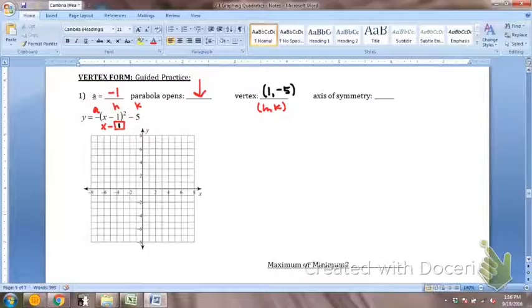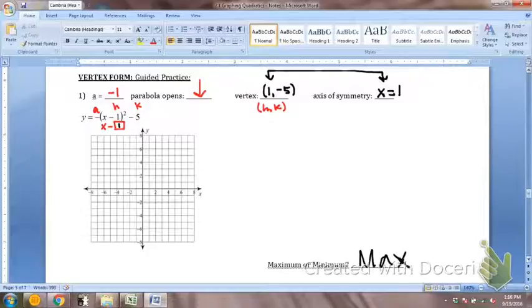Just like with standard form, the first coordinate of the vertex is still going to be the axis of symmetry. That didn't change. Really, the only thing that has changed is how we find our vertex. That's it. There's less work involved. If this opens down, is this going to have a minimum or a maximum, Kaylin? A maximum. So I already know that. I can put that in my little box line down there. Okay, let's go ahead and graph this then. So 1, negative 5. Remember, we get full credit for labeling everything.